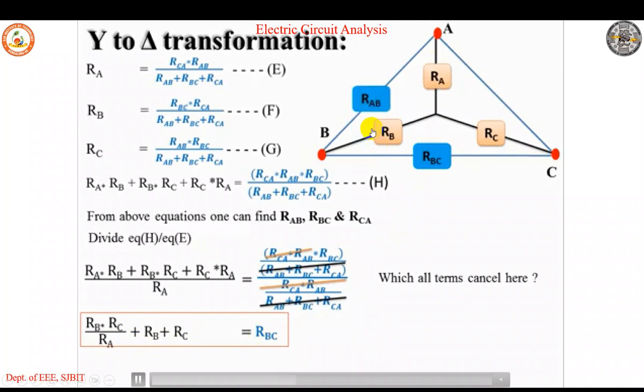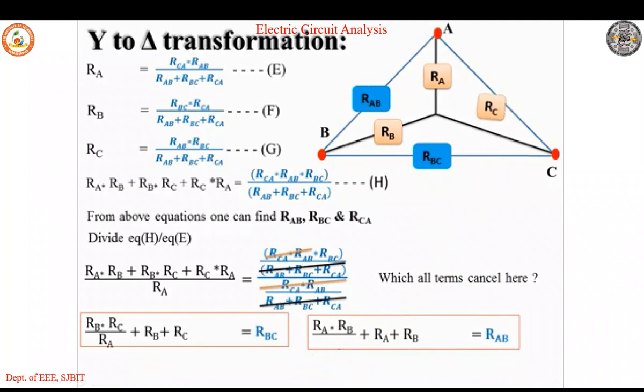Now similarly, if we want to find RAB, RAB is in contact with RA and RB. So the sum of these two and their product, but divided by the one which is not in contact, which appears perpendicular to RAB, that is RC. So the equation for RAB is RA plus RB plus the product of RA into RB divided by RC. As you can see, the denominator of the product has RC, which is not in contact with RAB. That's how you can memorize or understand it after derivation.